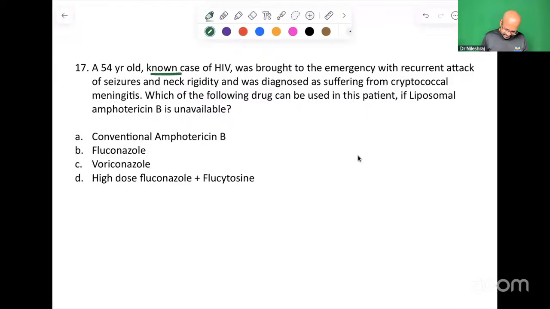A 54-year-old known case of HIV was brought to the emergency with a recurrent attack of seizures and neck rigidity and was diagnosed as cryptococcal meningitis. Which of the following drugs can be used in these patients if liposomal amphotericin B is unavailable?